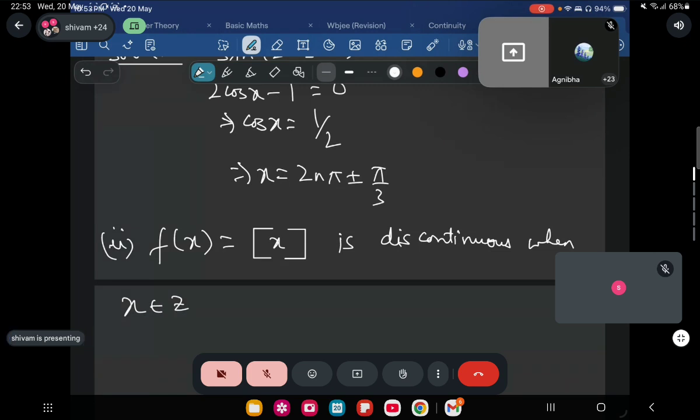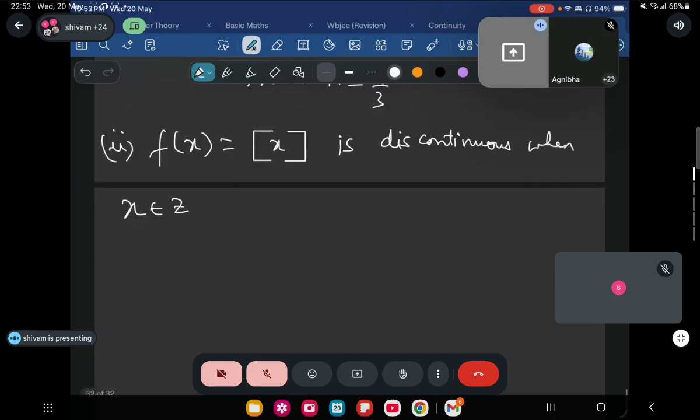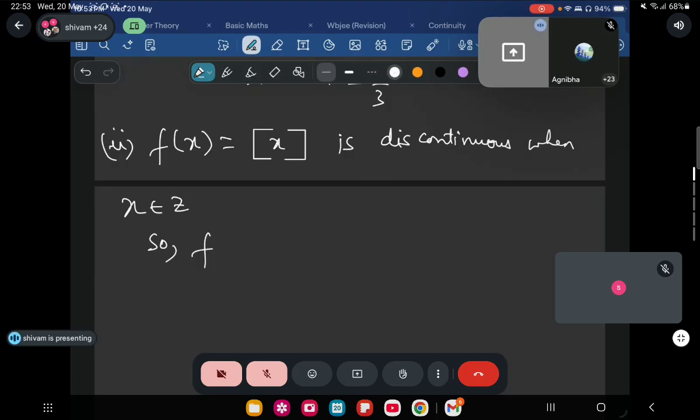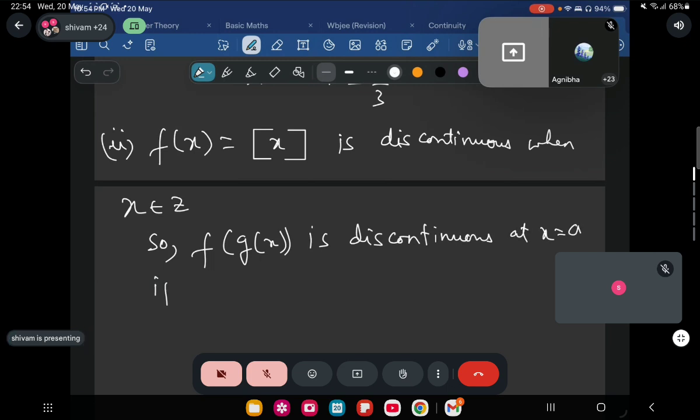Box of x is discontinuous when x belongs to integers. Okay, so can I say that f of g of x is discontinuous at x equal to a if g of a belongs to integers? Tell me everyone.